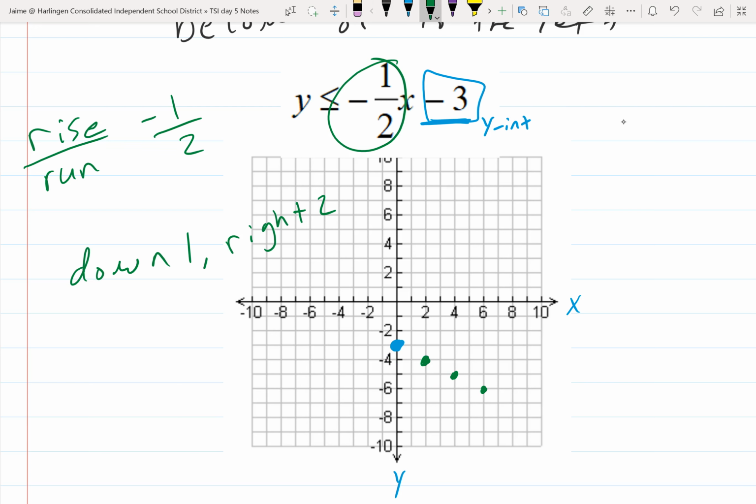That also means that I can go up 1, left 2. Up 1, left 2. Let me make my line there.